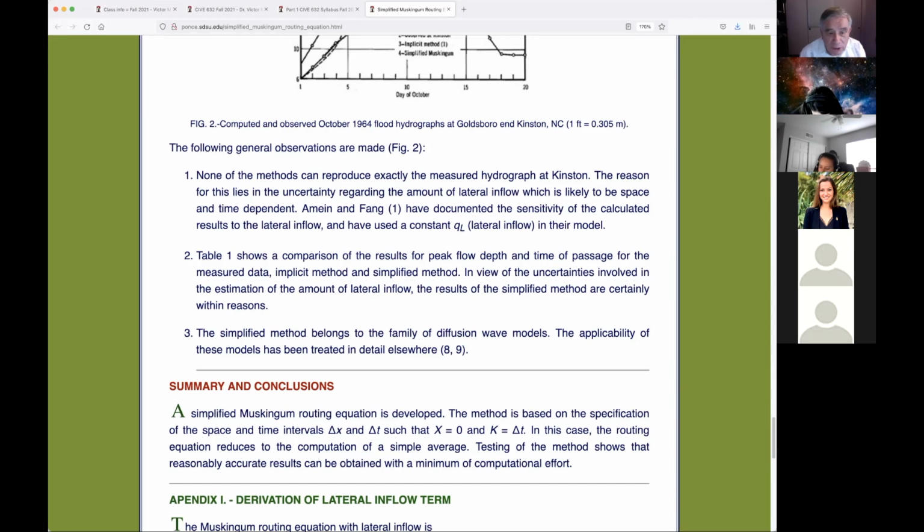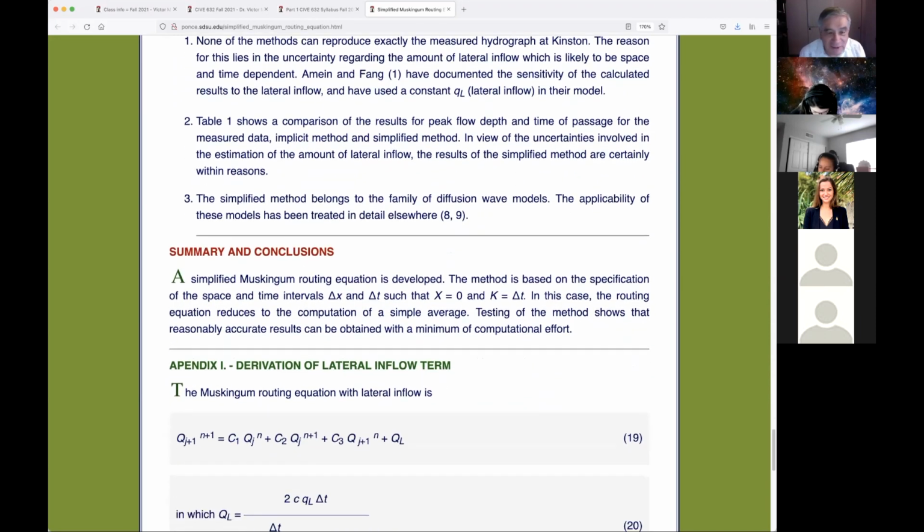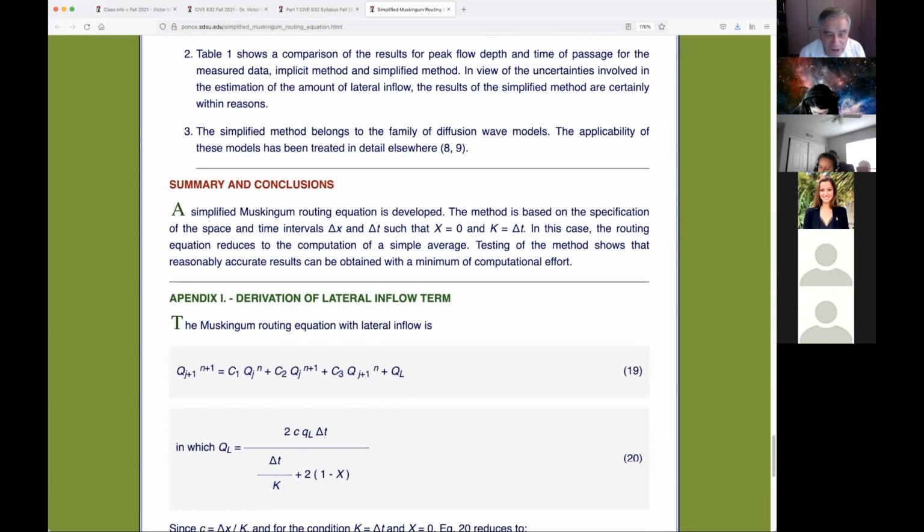Table 1 shows a comparison of the results, time of passage. In view of the uncertainties involved in the estimation, the results of the simplified method are certainly within reason. Basically, we did 100 times the calculation and ended up with more or less the same answer. Simplified methods belong to the family of diffusion models, etc.